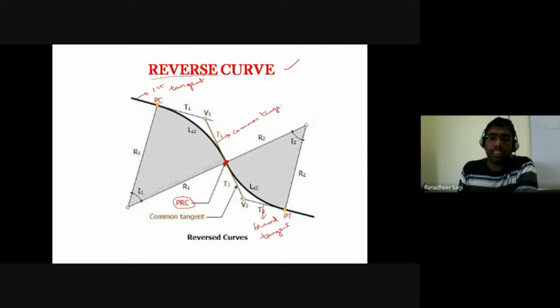This particular tangent is common for one portion of the simple curve as well as for the other portion, the second simple curve. I can say that this so-called common tangent is a tangent for one curvature of the reverse curve and the other curvature of the reverse curve. Let's say, for example, this is my first simple curve, and this portion is my second simple curve.